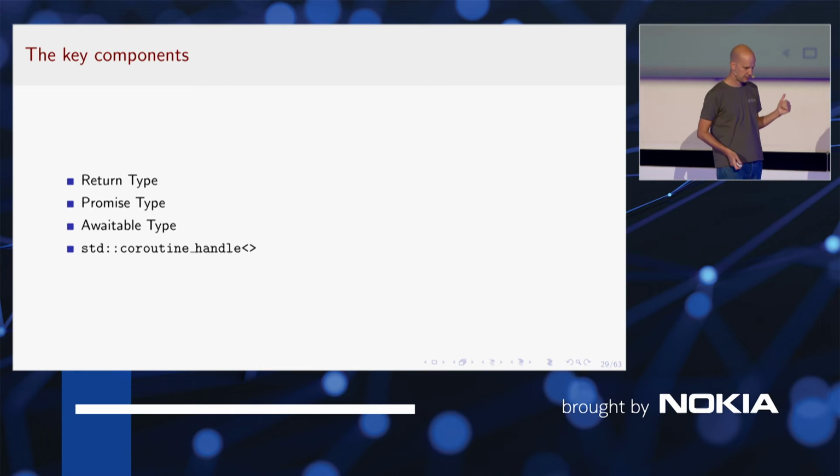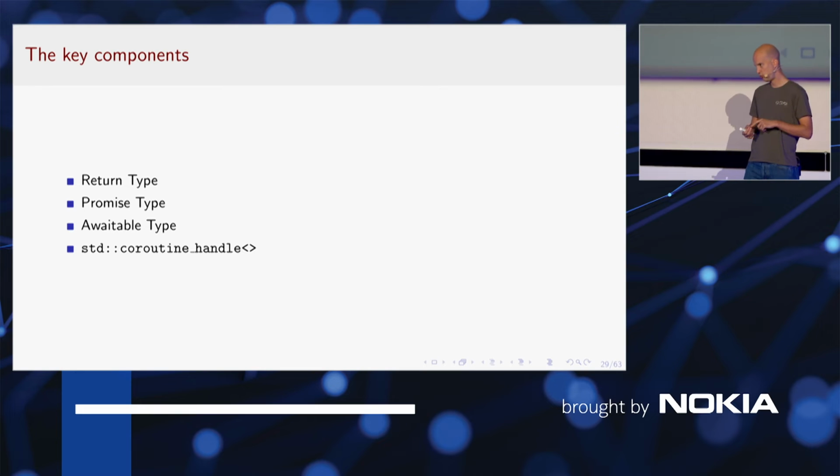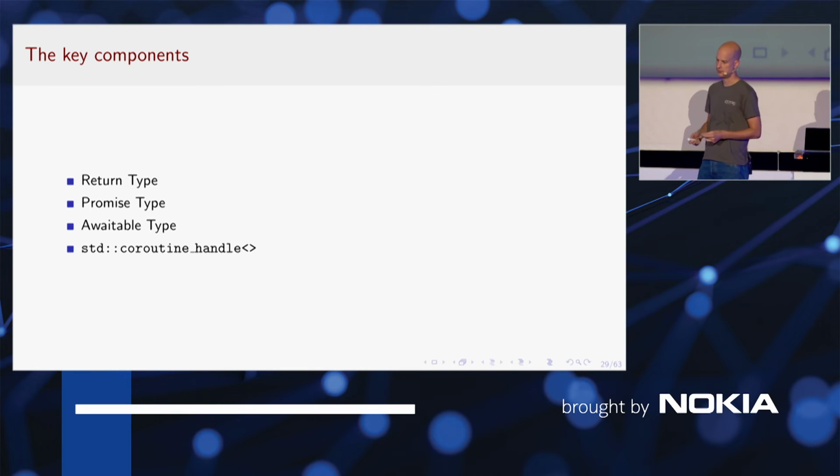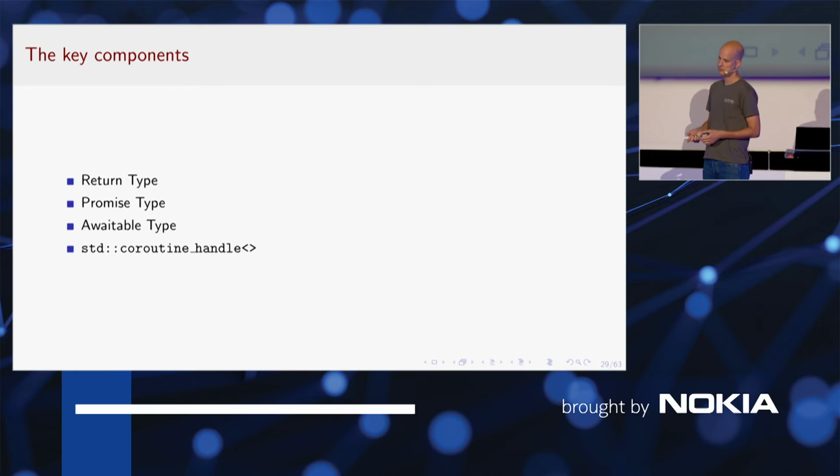So the return type is the object that you give back to your caller, the interface that your coroutine provides. The promise type allows you to customize what you do at startup and at shutdown of the coroutine. The awaitable allows you to customize what happens when you actually want to go into suspension, and the coroutine handle is like a raw pointer to the coroutine state.